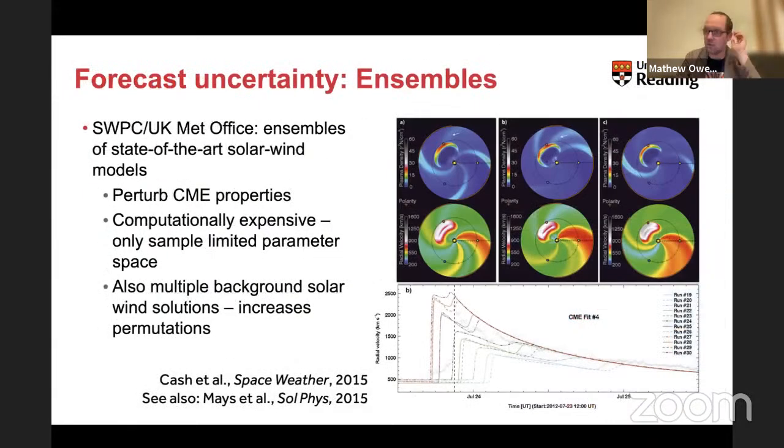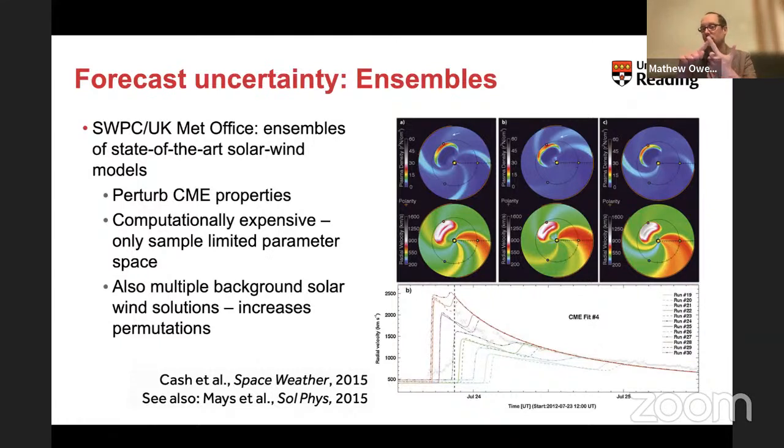And the Met Office, the UK Met Office, is doing some of this and has been for a while. The problem is that at present they can't explore that uncertainty as well as they would like. So at present, every UK Met Office forecast, they determine the CME properties and then they perturb them slightly and do 24 different runs.